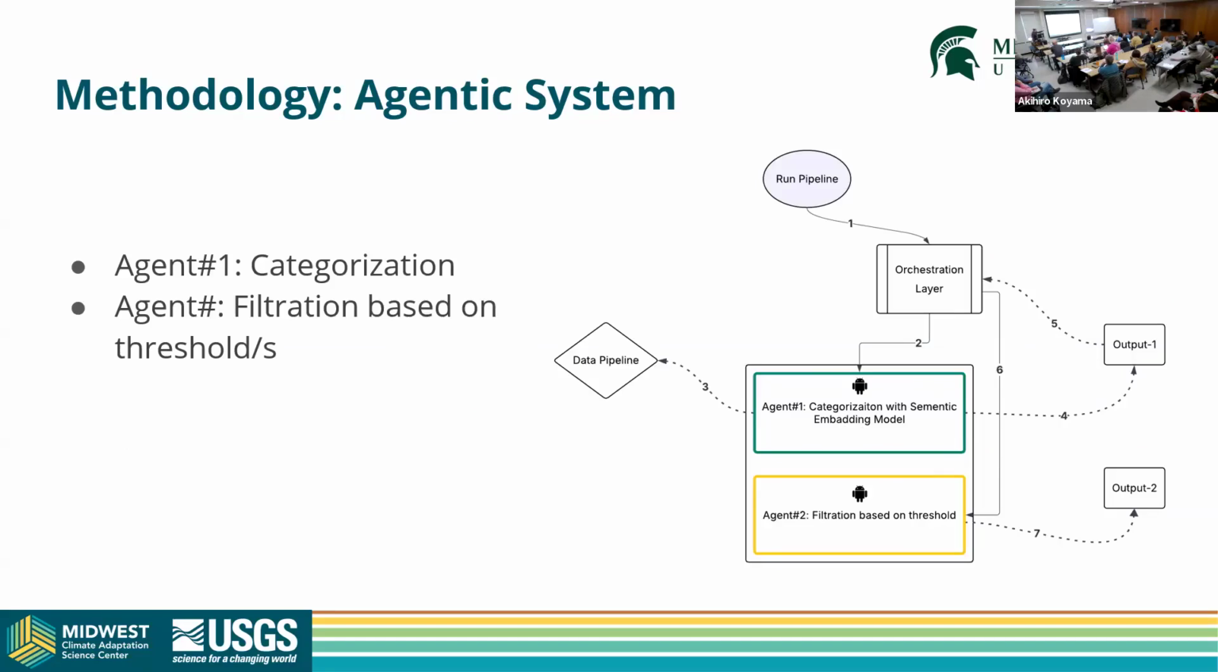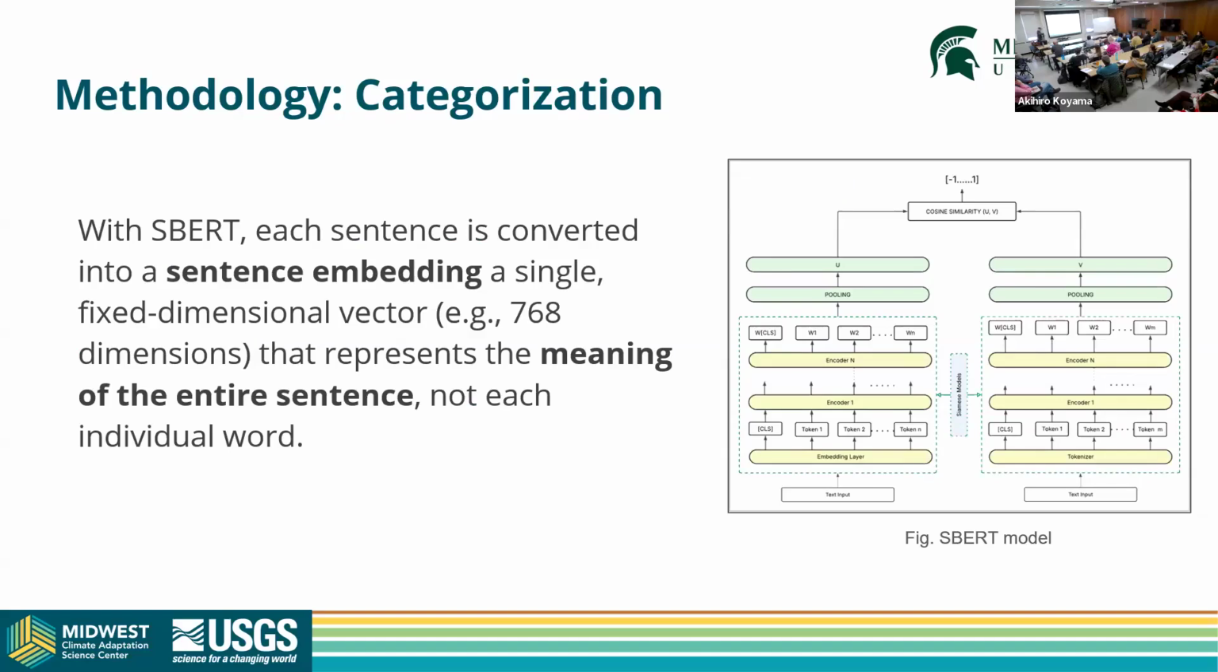The first agent, as I mentioned, is the categorization, and the second one is the filtration based on threshold. The first agent, categorization, is an advanced modification of the BART model, if you have heard about it. This model takes all the text, encodes it, and goes through the tokenization process, and then there is a transformer layer where all the learning happens. Every time we put in a text, it tokenizes the text and creates vector data for each of those texts.